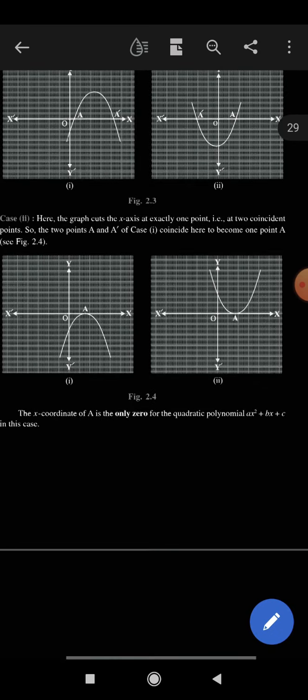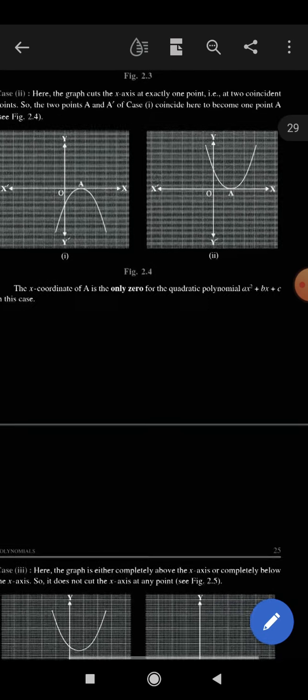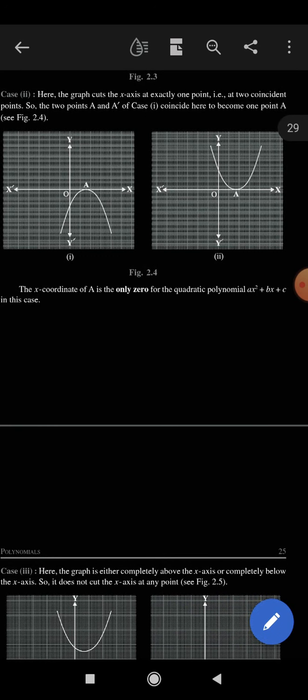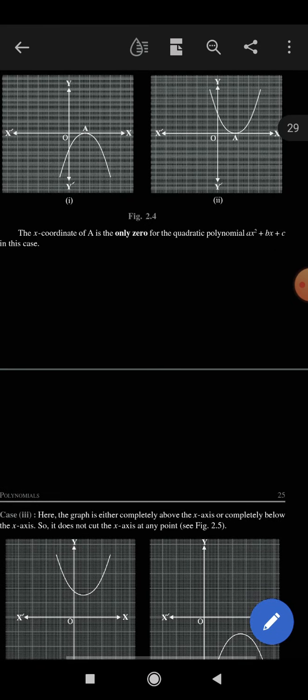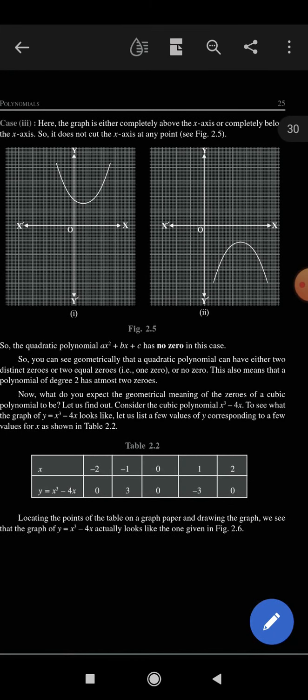Case 2. Here the graph cuts the x-axis at exactly one point, so the two points A and A dash of case 1 coincide here to become one point A. The x coordinate of A is the only zero of the quadratic polynomial ax square plus bx plus c in this case. Case 3.